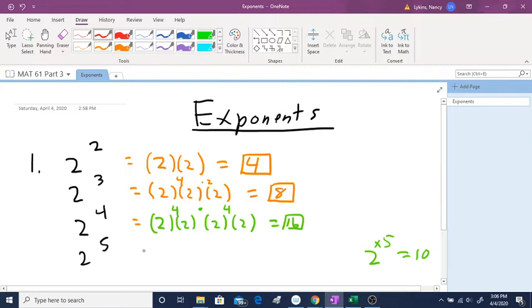And finally, 2 to the fifth, you could say 2 times 2 times 2 times 2 times 2. Let me work this out. And basically what you're doing is, since you're multiplying another 2, we know 2 to the fourth is 16. Multiply by 2 and you get 32.